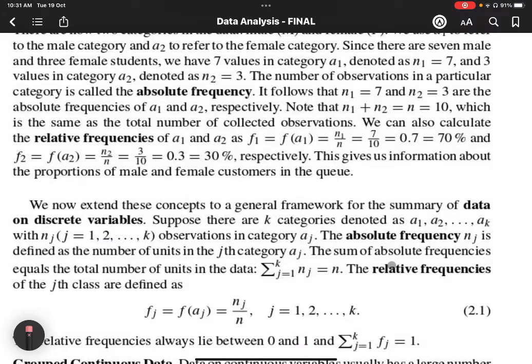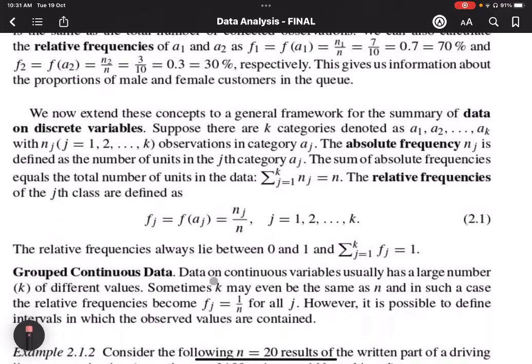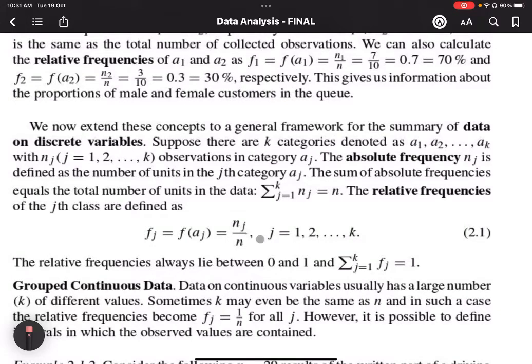K. Then the sum of absolute frequencies equals the total number of units in the data, using the summation formula. Okay, so this is the starting K, the final number, the total number, which is K, and the j, which is the initial starting point. Then we will have Nj equals N. So the relative frequencies of j class are defined as Nj over N is equal to F of Aj.